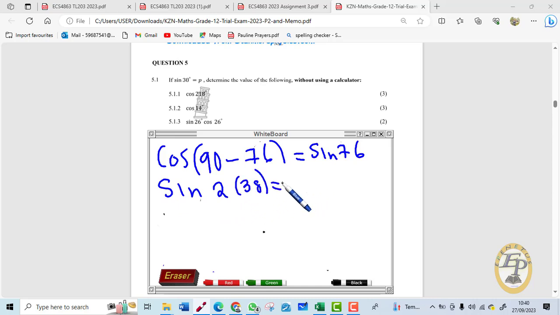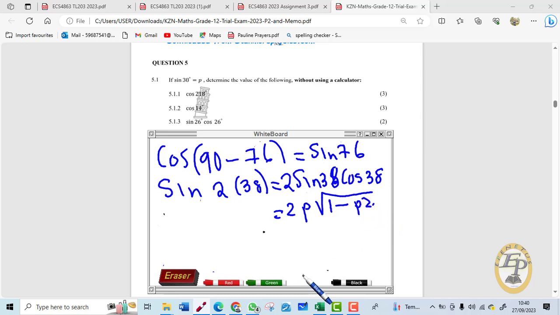And you have in your mind the identity of sine 2 theta. Sorry, it's an 8 here. So sine 38, you know it, is p. Cos 38 is the square root of 1 minus p squared. There we go.